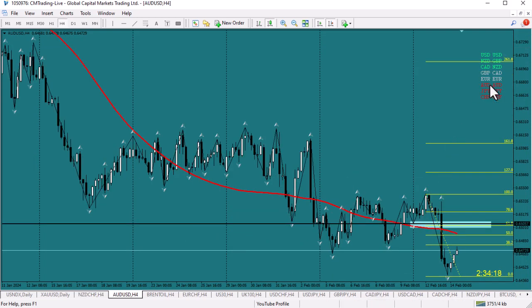Aussie US. Aussie still much weaker than the dollar, especially after yesterday. Everybody is a bullish dollar here.